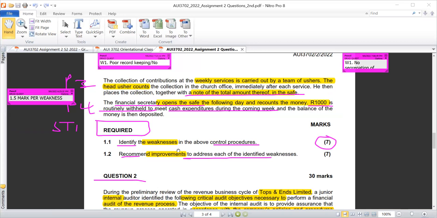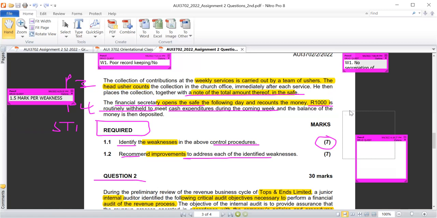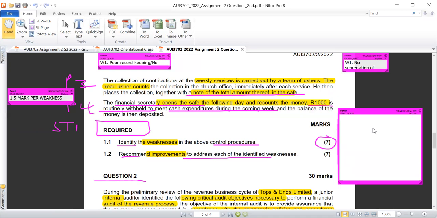Whenever they're talking of weaknesses, you need to understand the assumed knowledge the lecturer is testing. If you understand that assumed knowledge, it makes it easier for you to analyze and approach the question accurately. It gives you a point of departure to have the right and appropriate line of thought to answer the question. So I'm only explaining the assumed knowledge. I'm not addressing the question itself, because that is something we did in part one of the assignment discussion.